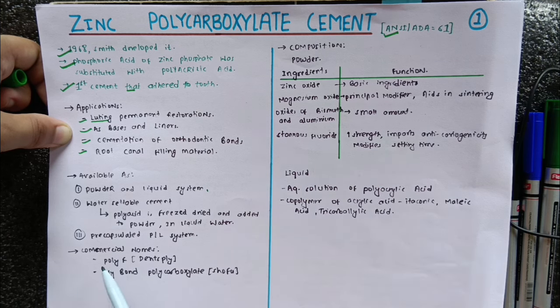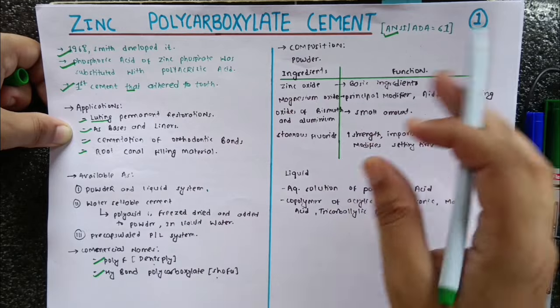After that, I have mentioned here the commercial names of zinc polycarboxylate cement. They are not so important, you can just see them once. Polyaf or Dense Ply, and High Bond Polycarboxylate, also called Sofu. So Sofu and Dense Ply are commercial names of Polyaf or High Bond Polycarboxylate. They are not important, just see them once.